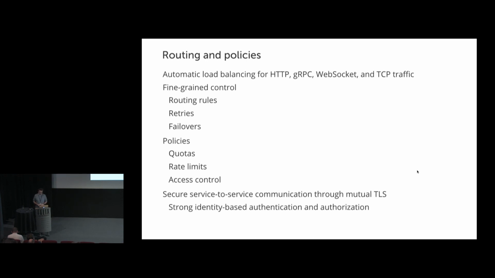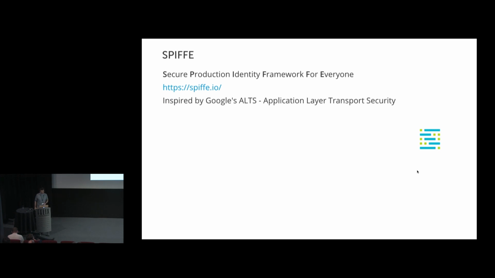The communication itself is set up using mutual TLS, or at least we can set it up to use mutual TLS, and we can use this as a way to get authentication and authorization. But before we go into detail on how that works, we're going to sidetrack a little bit and talk about something called SPIFFE. SPIFFE is the Secure Production Identity Framework for Everyone. It's on SPIFFE.io, and it's inspired by something Google created called ALTS, Application Layer Transport Security.